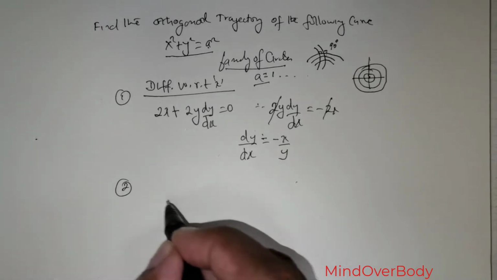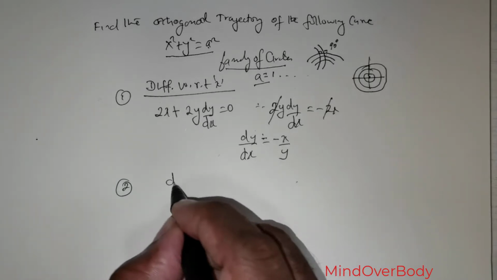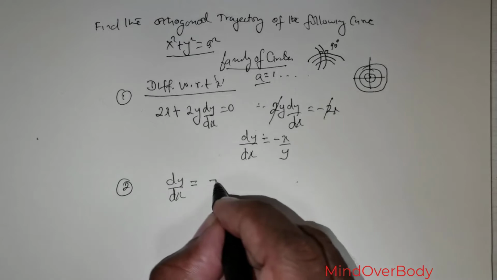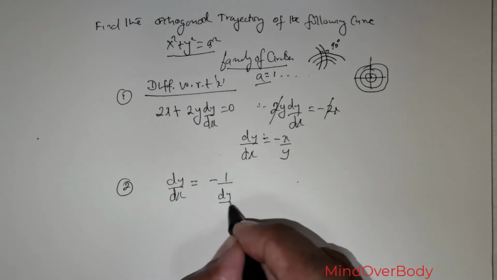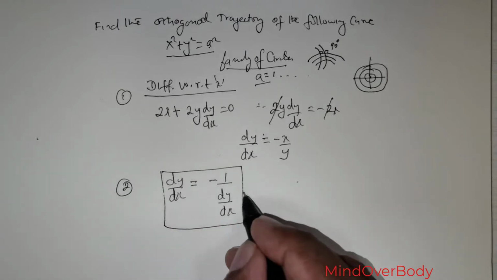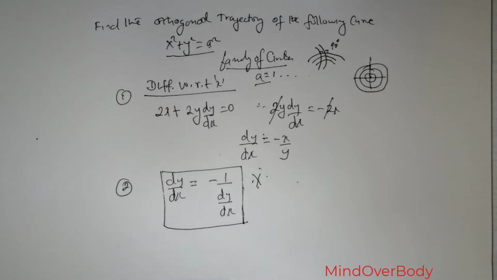Now the second step is to obtain the equation for those families of curves. You will have to replace dy over dx by negative 1 over dy over dx. This is the replacement that you will have to do, or I should say the substitution. This is a very important substitution. This is step number 2.